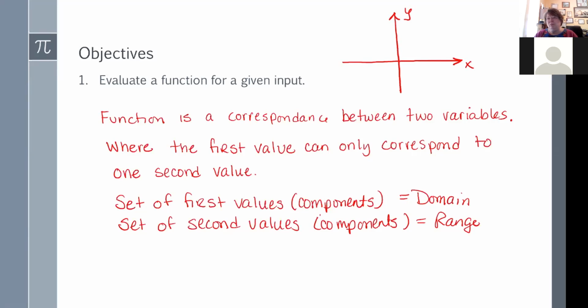And when we describe a point on the coordinate plane as an ordered pair, if you've got some point out on the coordinate plane, you call it X and Y. X and Y represent the two components in this thing called a function. So the set of first values, the thing we call the domain, this is our input.